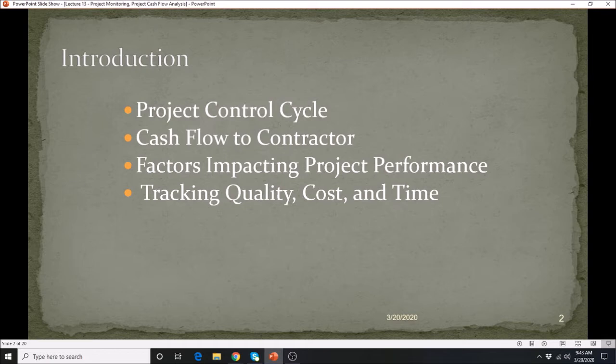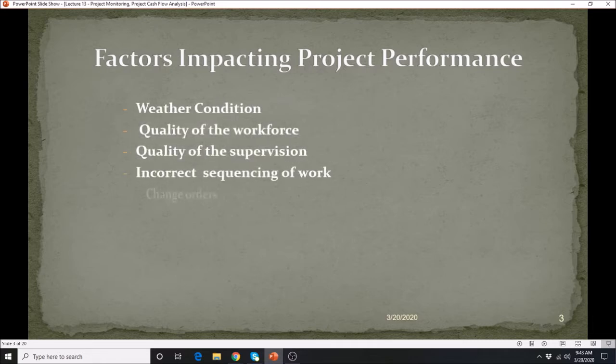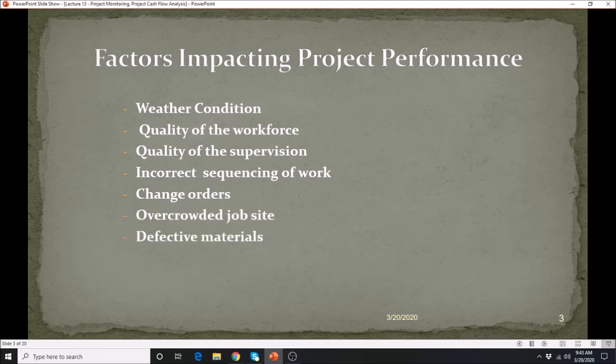So those are the three different situations and conditions in which we will be looking at how the money flows from the various projects. All right, so that is the cash flow to the general contractors. So what are those factors that impact the project performance? Well, we have several situations or conditions that may affect the performance of the project.